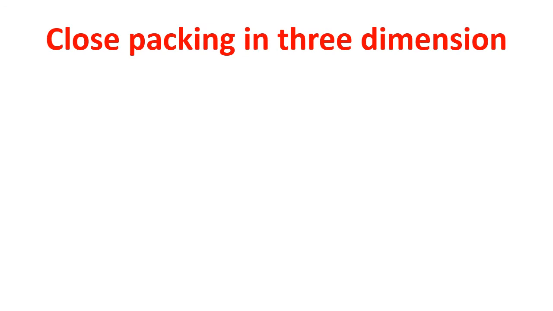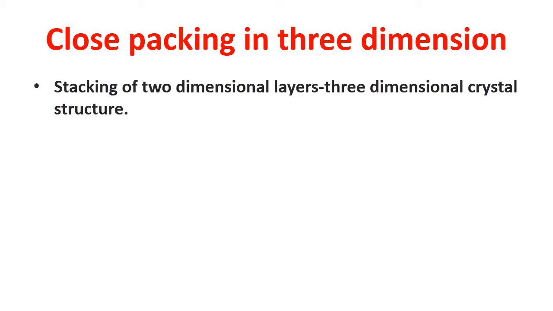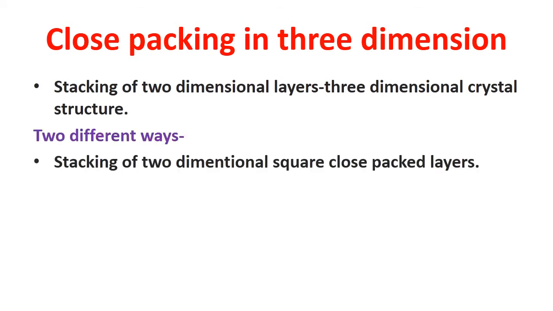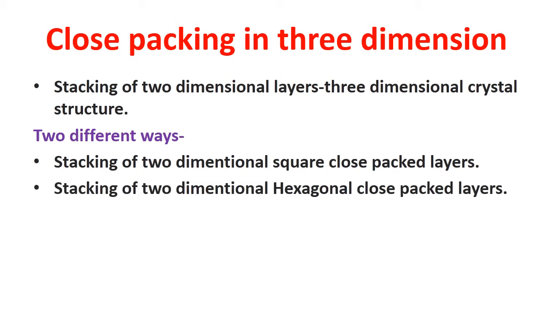Now let us study the formation of close packing in 3 dimensions. Stacking of 2-dimensional layers gives rise to a 3-dimensional crystal structure. Close packing in 3 dimensions we can explain with the help of 2 different ways: by stacking of 2-dimensional square close packed layers and by stacking of 2-dimensional hexagonal close packed layers.